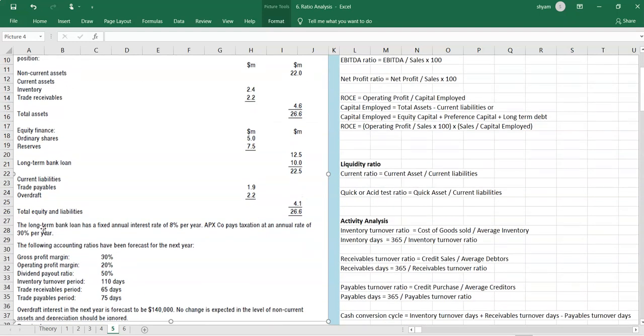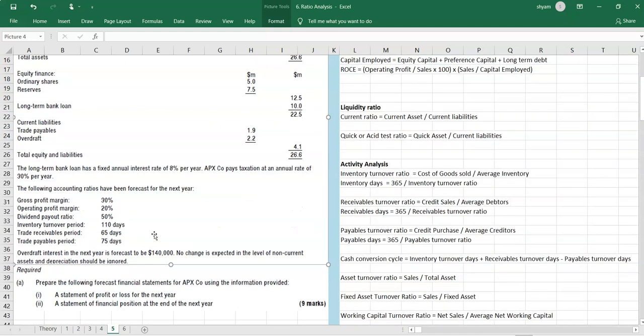Apart from that, the long-term bank loan has a fixed annual interest rate of 8%. APX Co pays taxation at an annual rate of 30%. The following accounting ratios have been forecast for the next year: gross profit margin 30%, operating profit margin 20%, dividend payout 50%, inventory turnover period 110 days, receivable period 65 days, and the trade payables period 75 days.